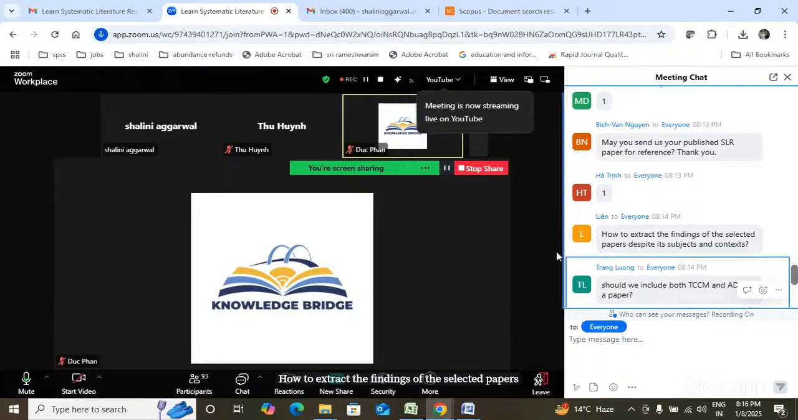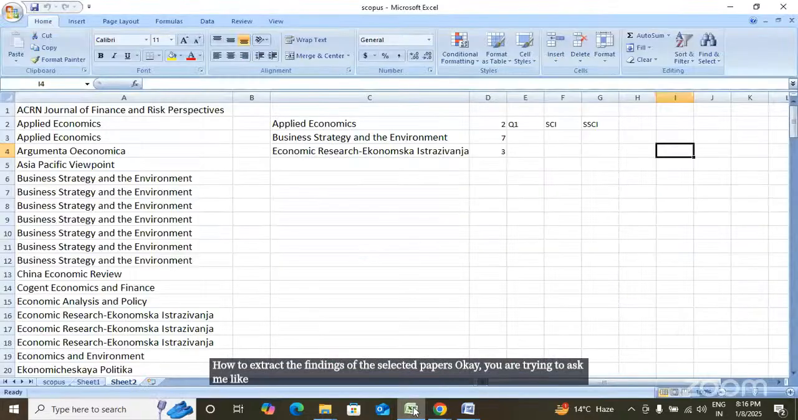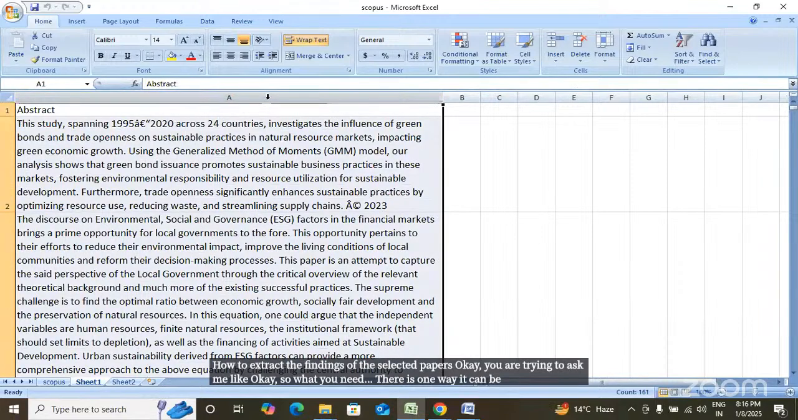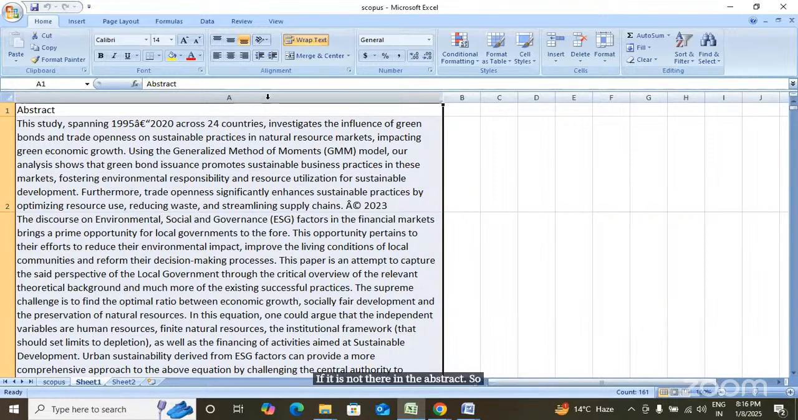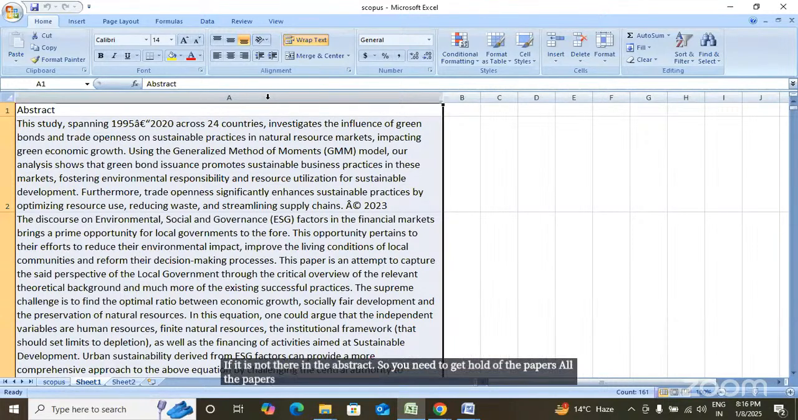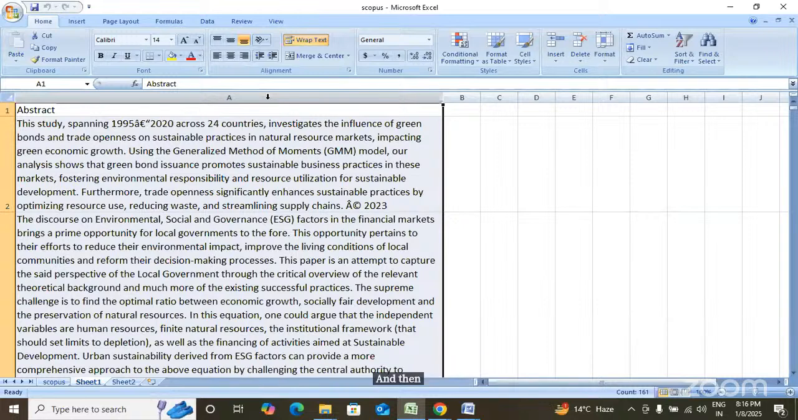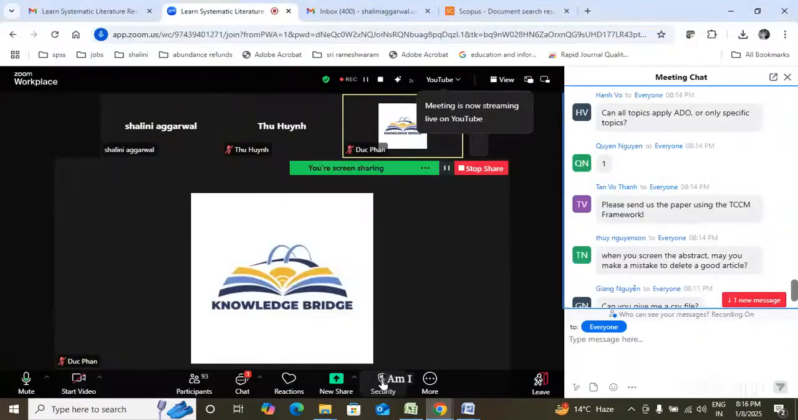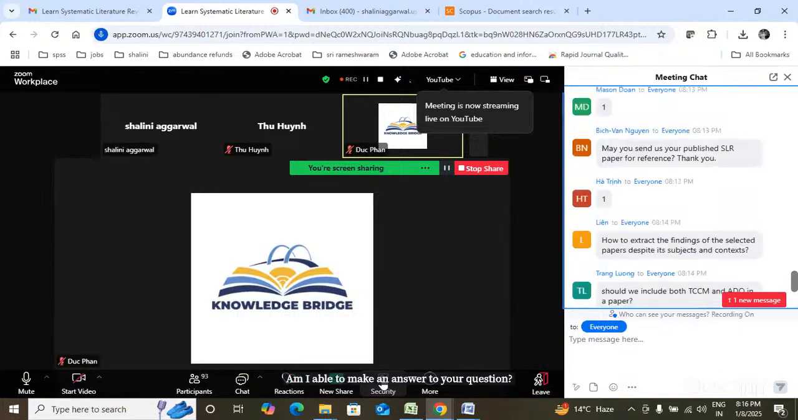Okay, you are trying to ask me that. So there is one way: it can be there in the abstract part. If it is not there in the abstract, then you need to get hold of all the full papers, and then you can find out from those papers. Len, am I able to answer your question? Is this clear to you?